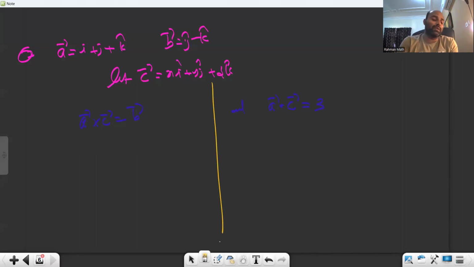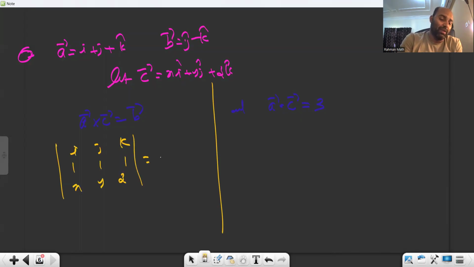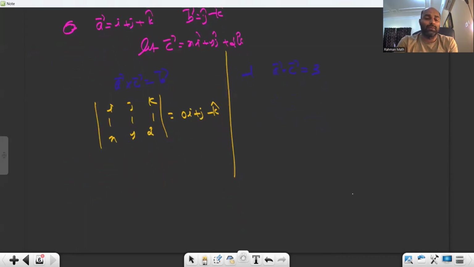Now we can write A cross C: i, j, k; A is 1, 1, 1; C is x, y, z. That is the same as B vector. There is no i term, so I am writing 0i plus j minus k. This is the B vector. Now please find and equate. After that I'll tell you.